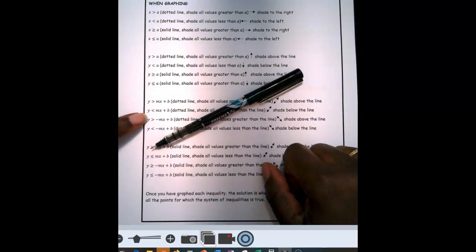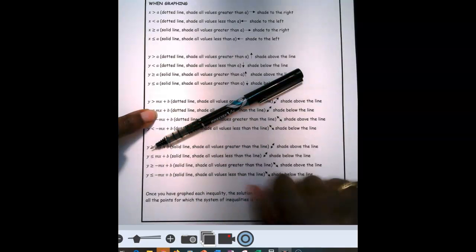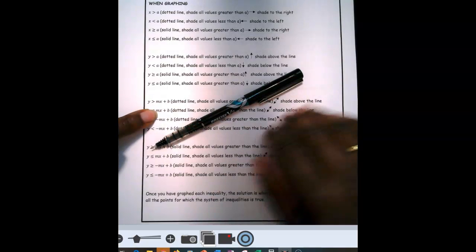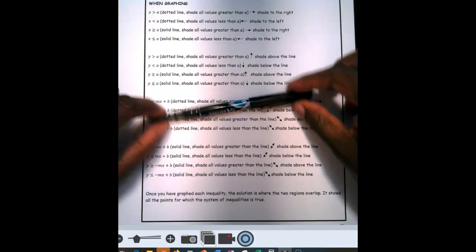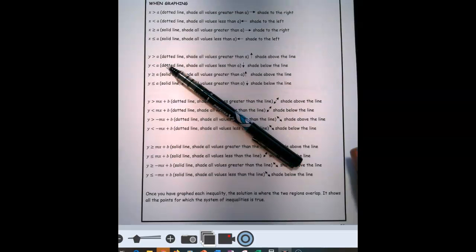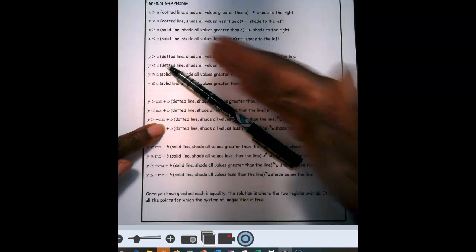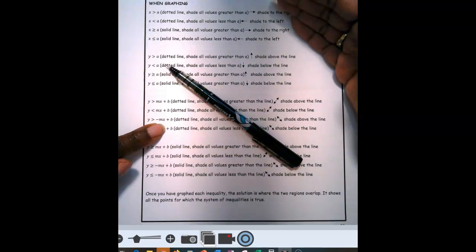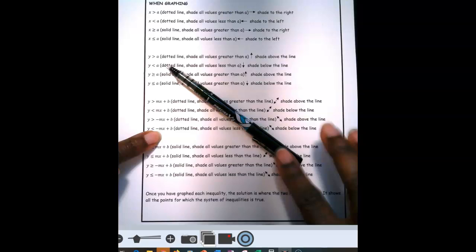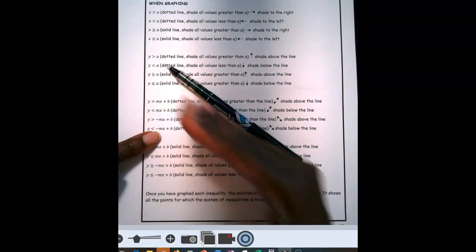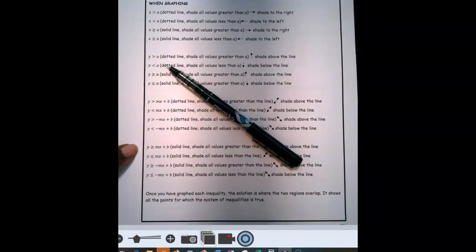If y is less than this line, and notice my slope is positive right here, then I'm going to shade everything below the line. Now, what happens when you turn the line and make it a negative slope? If y is greater than this line, that means I'm going to shade everything above the line. And if y is less than this line, then again, all of these were dotted lines. I didn't mention that, but I'm going to shade everything to the bottom of it.